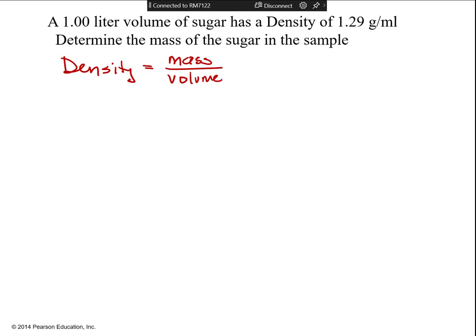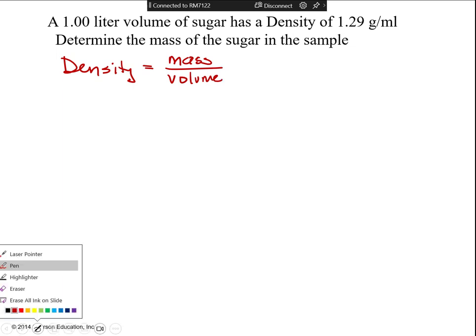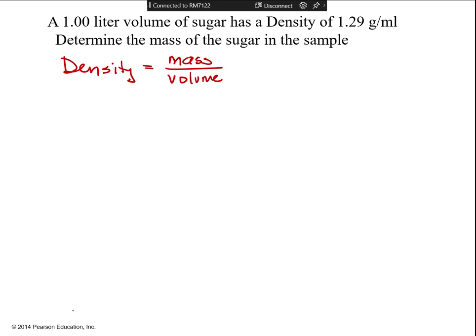If the volume is given, then use that unit. Okay, so like this one, it says a 1.00 liter volume of sugar has a density of 1.29 grams per mil. Determine the mass of the sugar in the sample. So, just like we were doing when we started those word problems that freak everybody out in lab, okay, what do you know? When you read this, which of these 3 things do I know?